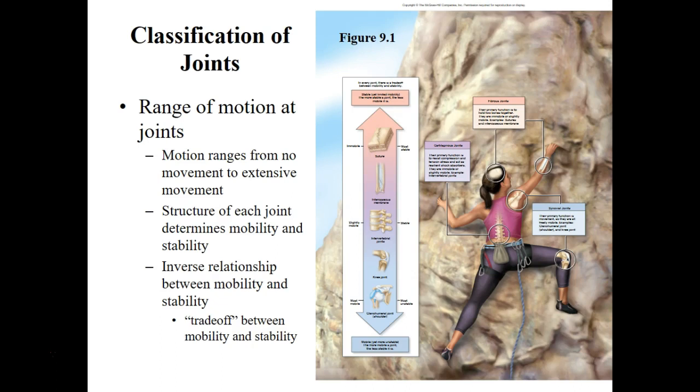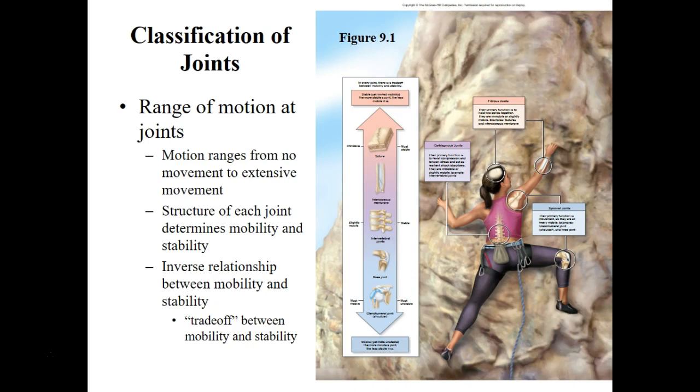So I told you that depending on the type of joint and what it's composed of will determine its functionality. The range of motion of a joint is going to be dependent on how movable it is. Well, no, how do I want to say this? The range of motion of a joint is going to be dependent on how stable it is. That's maybe a better way.